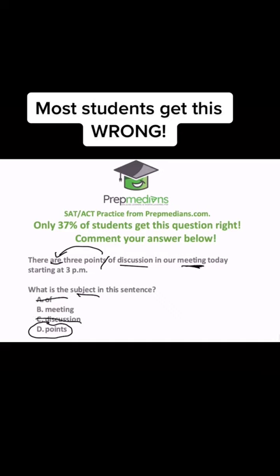Now, if I change meeting to the plural, meetings, does that mean that I need to change this verb are? There are 3 points of discussion in our meetings. No, maybe we just have plural meetings, multiple meetings that day. Probably all over Zoom, knowing the current state of the world. So in that case, again, it doesn't have an impact on are.